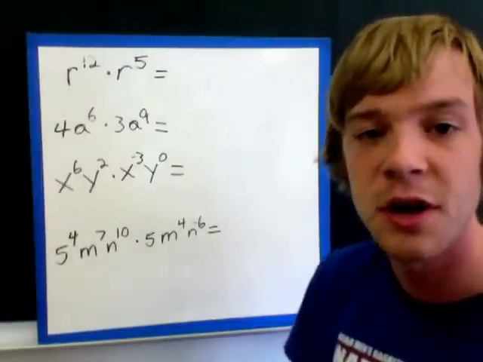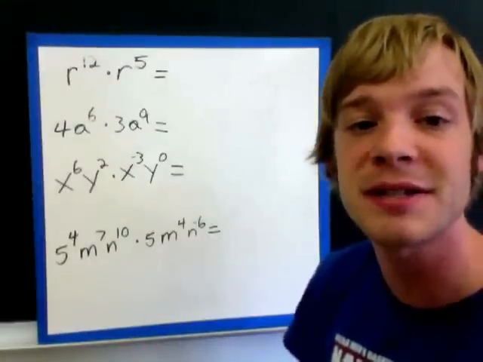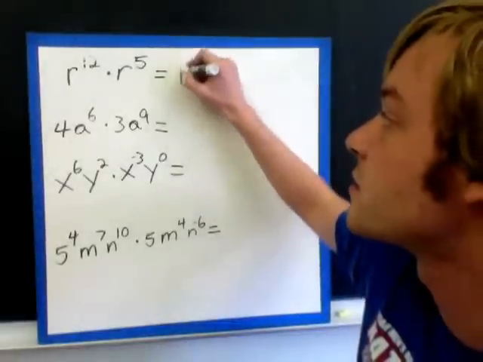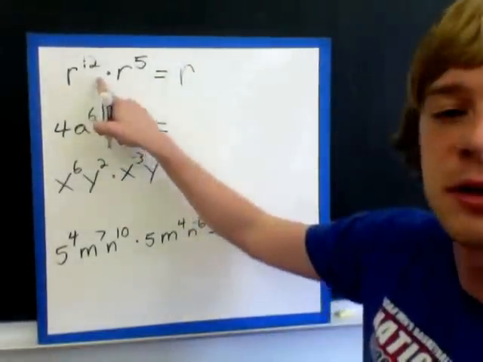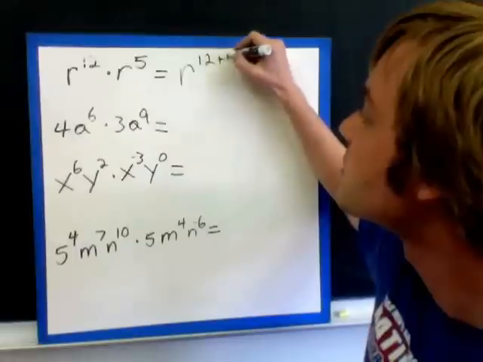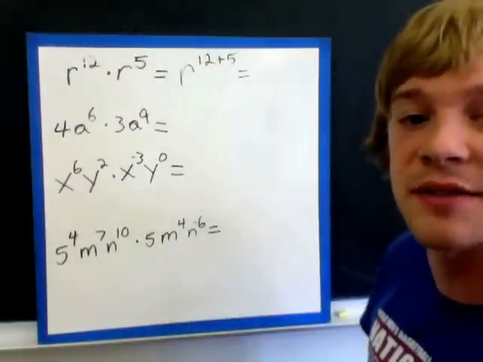So for starters, r to the 12th times by r to the 5th. Well, since our base is the same here, we're just going to keep the same base, so we're going to have r, and we're going to add 12 and 5. And that'll give us r to the 17th.